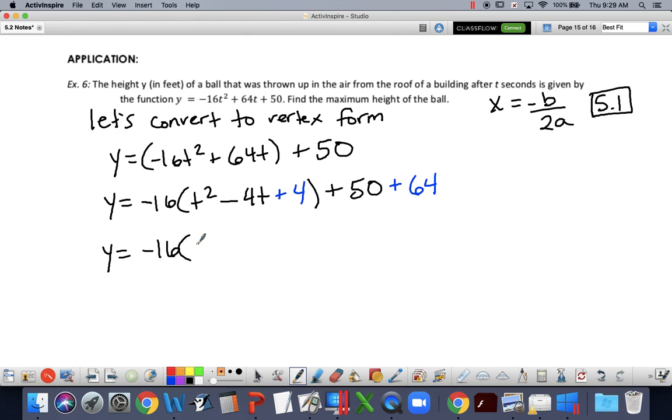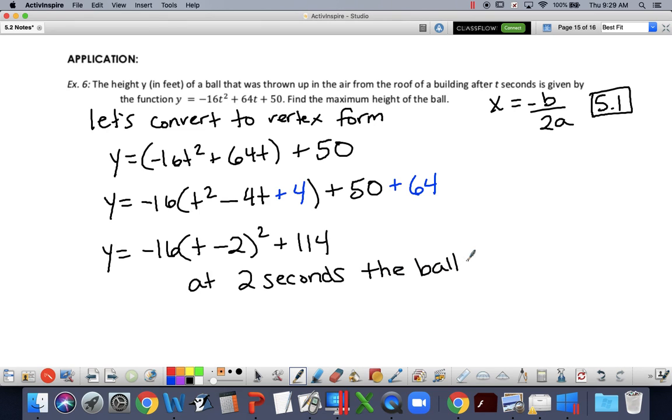So I'm going to rewrite this as a binomial squared. So I get t minus 2, the quantity squared, and then I go ahead and add these together. 114. So that tells me my maximum is at 2 seconds, right? The ball, or yes, it's a ball. The ball is at a height of 114, and let's see, is it in feet? Yes, feet.